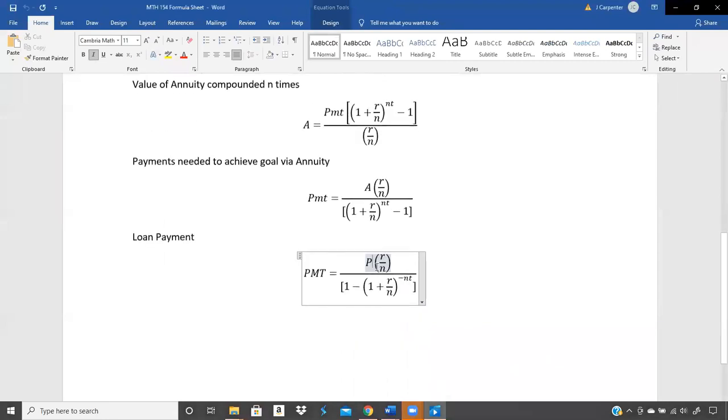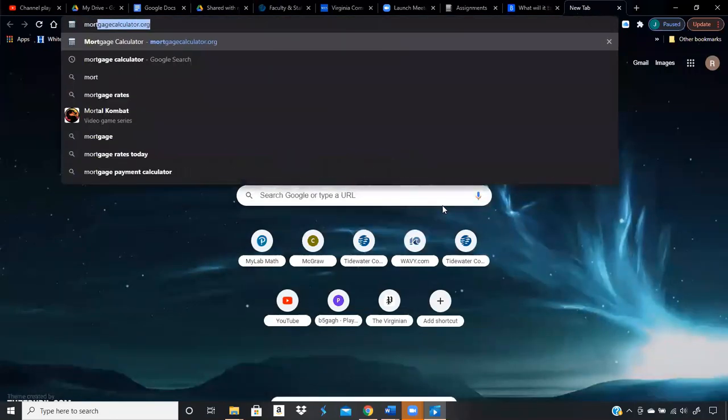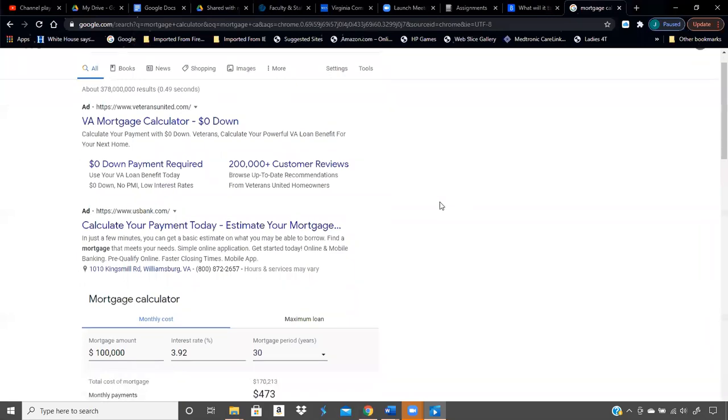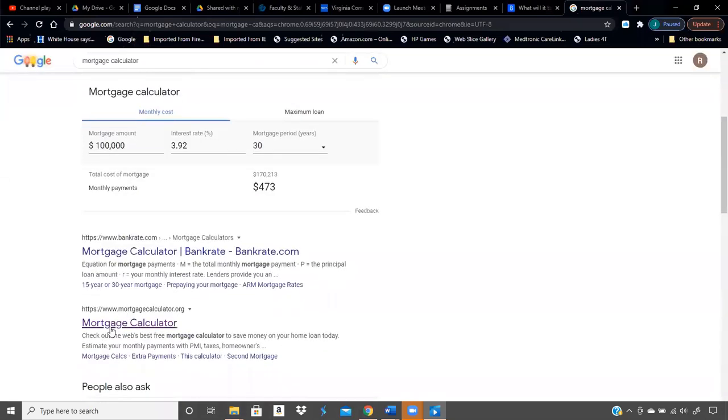Here we go. Loan payment, you just need the principal, which is the $200,000 we borrow, the rate, which was the 3.5%, N is always 12 for loans, and then the T would be 30 years. And we could jam those numbers in there, or we could just use the internet to help us out. If we just Google mortgage calculator, or go to mortgagecalculator.org. Googling mortgage calculator, it's about the fourth or fifth one that pops up.